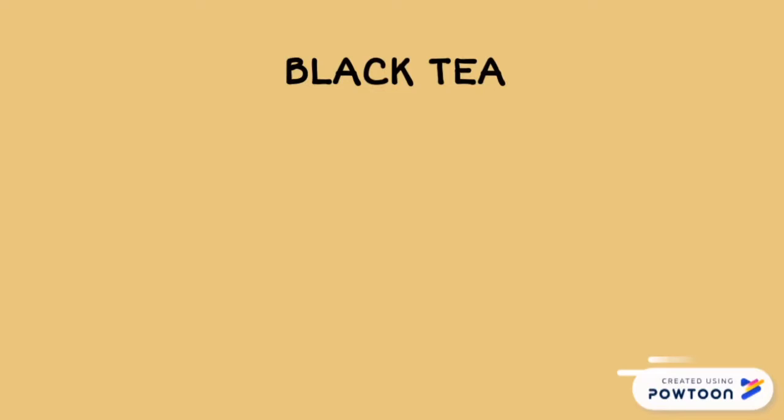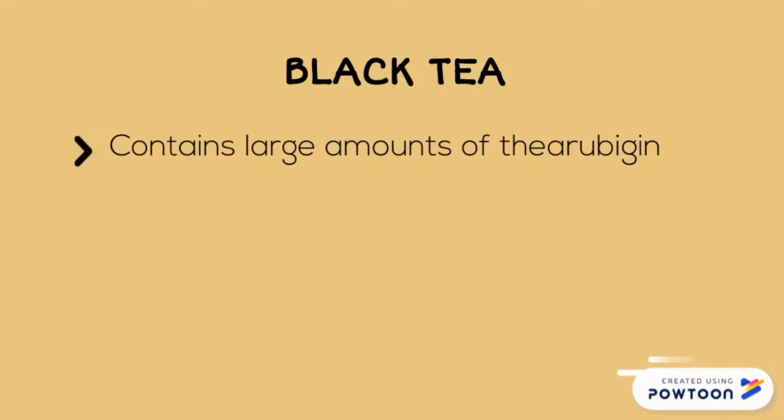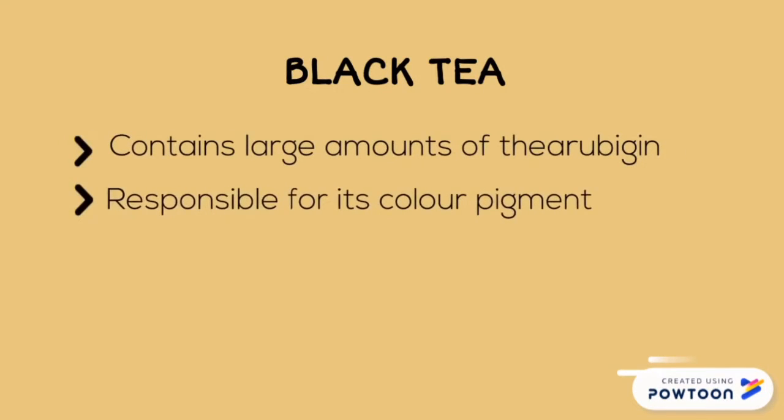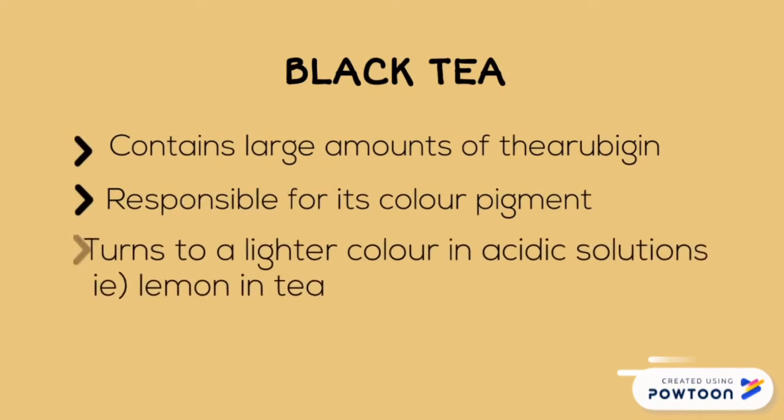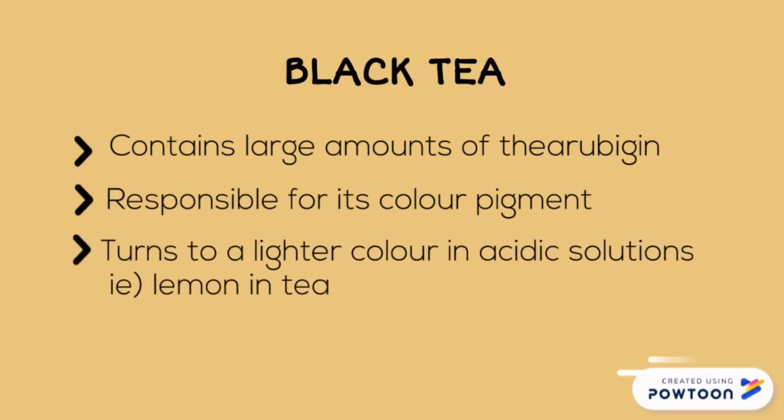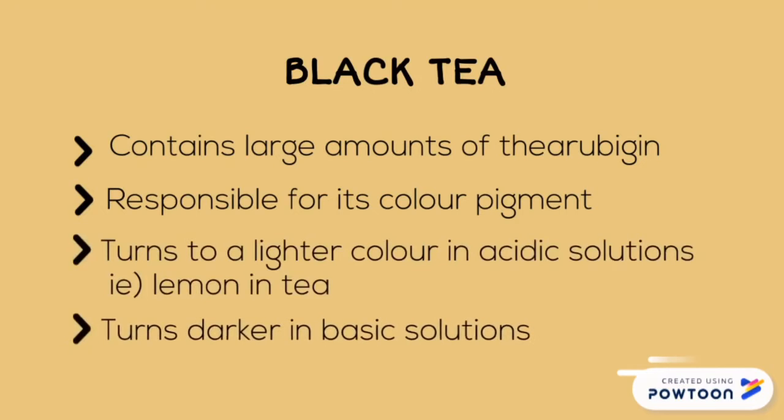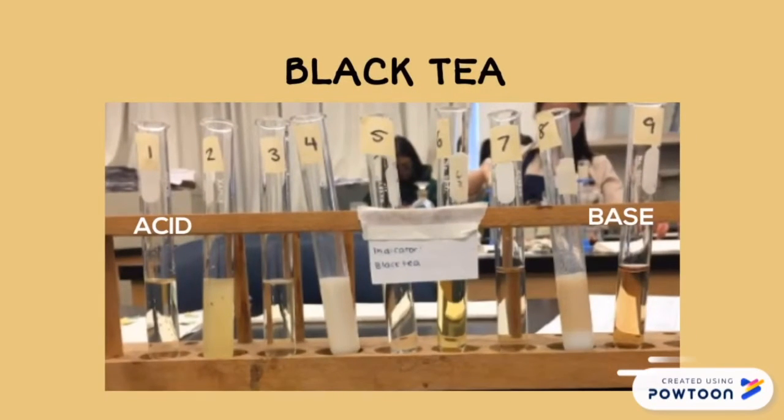Black tea is another example of a natural indicator. It contains large amounts of thearubigin, which is responsible for its color pigment. This is why black tea turns to a lighter color in acidic solutions like lemon and tea, and turns darker in basic solutions. Although the quality of this picture is not that good, we can see here black tea in acidic solutions turn into a lighter brown color to a darker brown color in basic solutions.